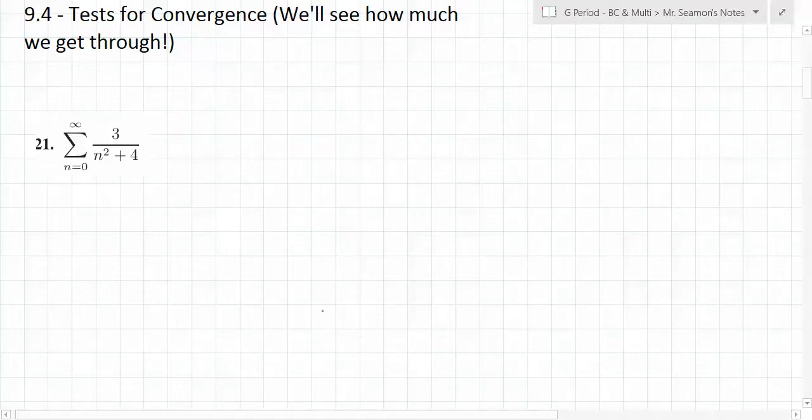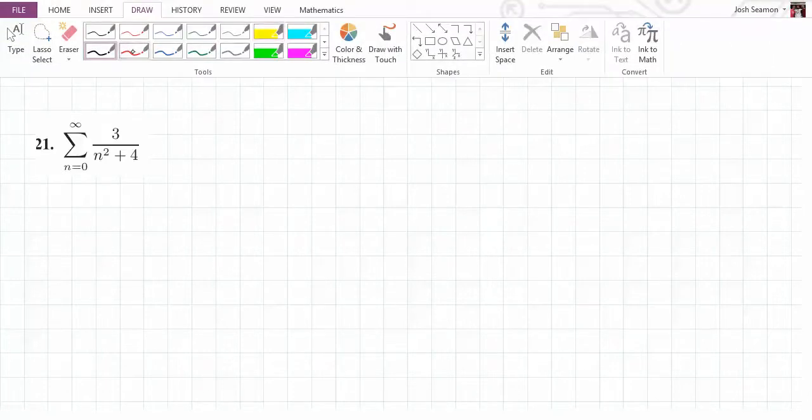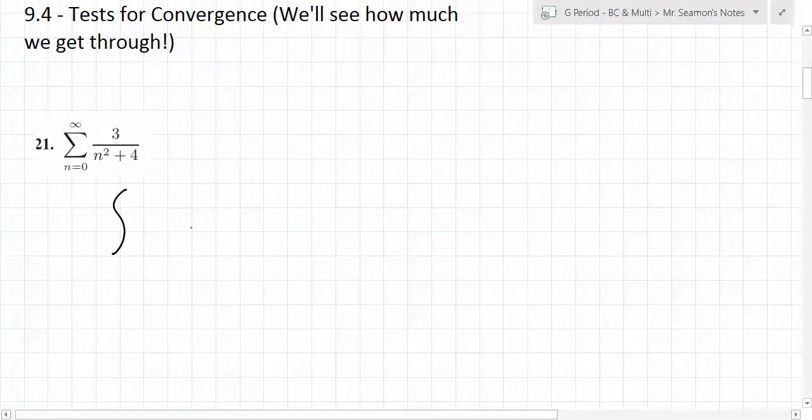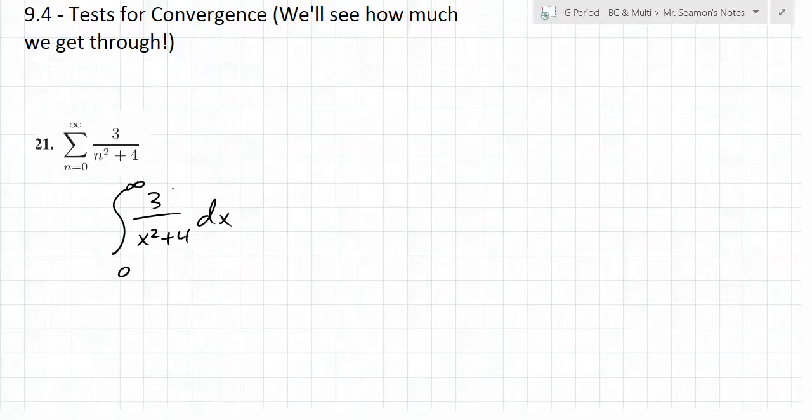The integral test, right? You're going to evaluate what integral? The integral of 3 over x squared plus 4 dx, and what are our limits? 0 to infinity, right? What type of integral is this? Do you remember? I gave you indefinite. Yeah, it's an improper integral. We're going to talk more about that today.